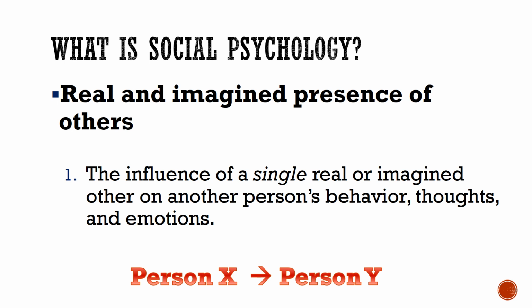Now, there are four general ways in which the real or imagined others influence people's behavior, thoughts, and emotions. The first is the influence of a single real or imagined other on another person's behavior, thoughts, and emotions. A good example of this is persuasion attempts, or attempts where one person tries to get another person to behave, think, or feel in a particular way. We'll talk much more about this later in the semester.